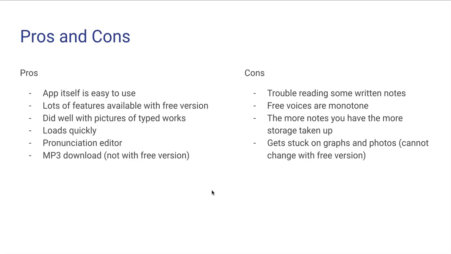The more notes that you have, the more storage that is taken up. That is also where the MP3 download could come in handy. That would free up some storage if you were able to download a couple of things. And it did get a little stuck on graphs and photos. You can change this with the premium and plus plans, but all you can do is just press to skip the graphs and photos, which is fine, but I kind of wish that it had maybe an option to read what is on the graphs a little bit more clearly, instead of just skipping over it completely.